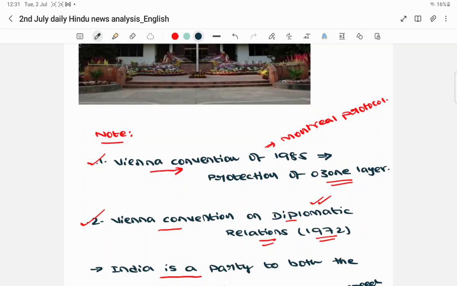There are three Vienna conventions. The first one is the Vienna Convention on Consular Relations of 1963, the Vienna Convention on the Protection of the Ozone Layer 1985, and the Vienna Convention on Diplomatic Relations 1972. So these are the three important Vienna conventions that we need to cover from the exam point of view.